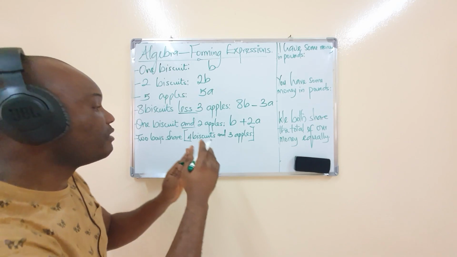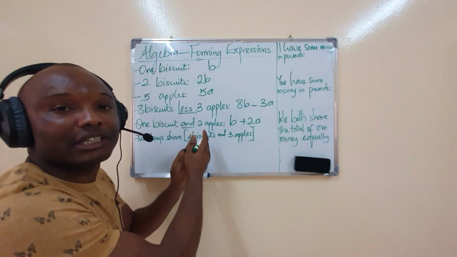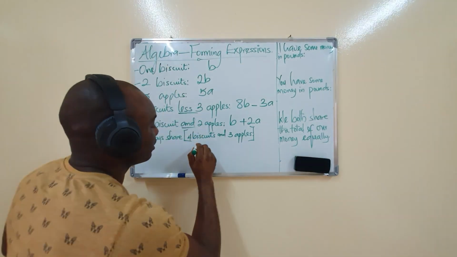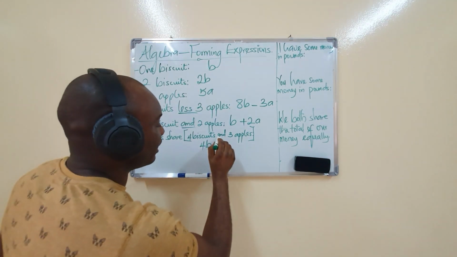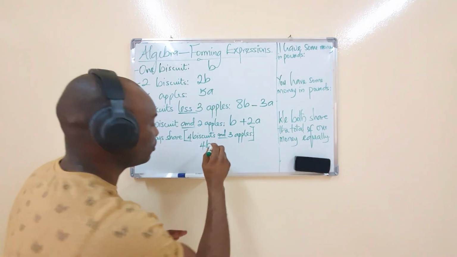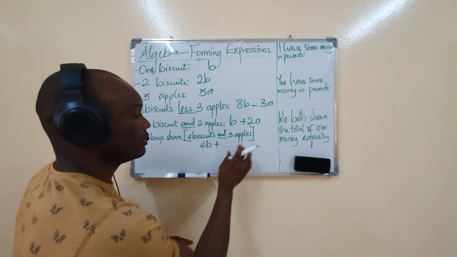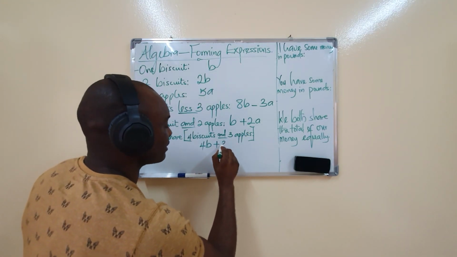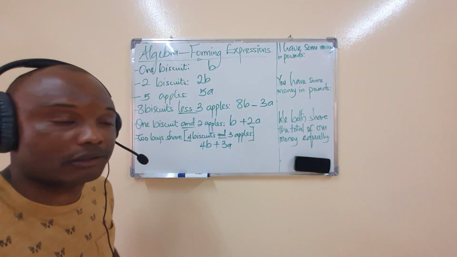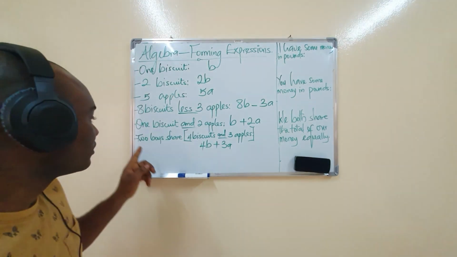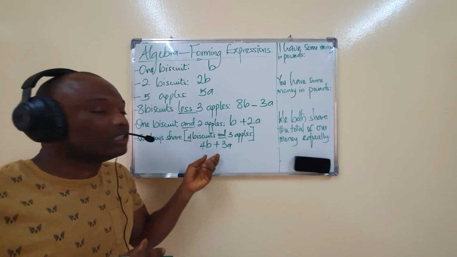Remember, we have been representing biscuits using the letter B. 4 biscuits can correctly be written as 4B. The word and indicates sum. So, that is addition sign. 3 apples is the same as 3A. Now we have written 4 biscuits and 3 apples. What is remaining? 2 boys shared this.